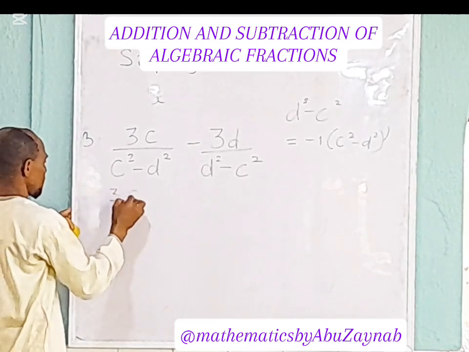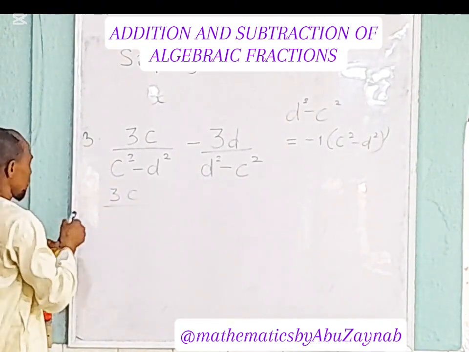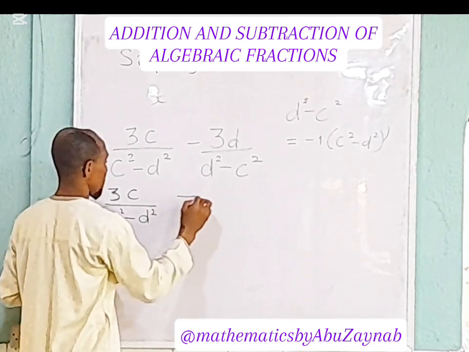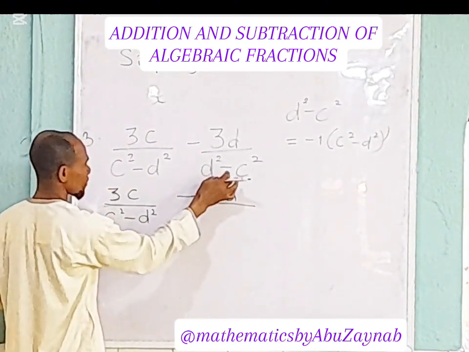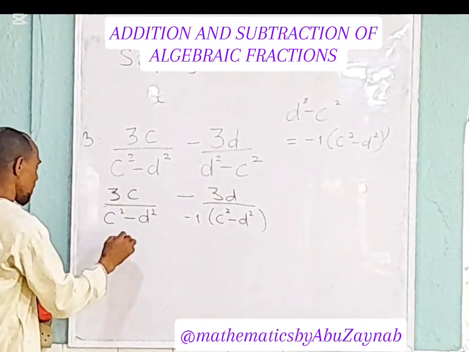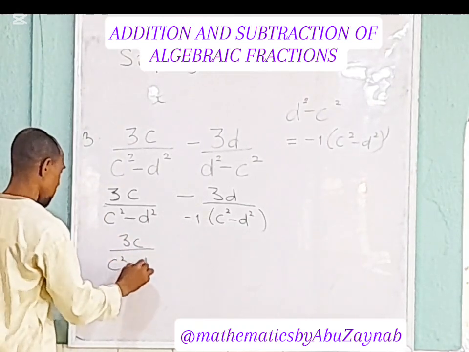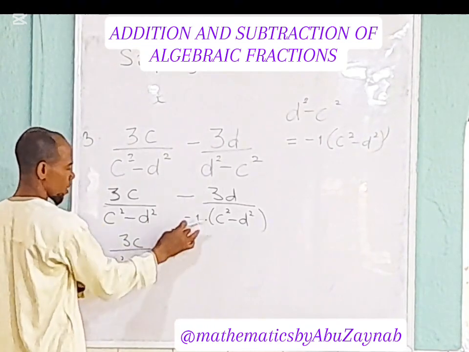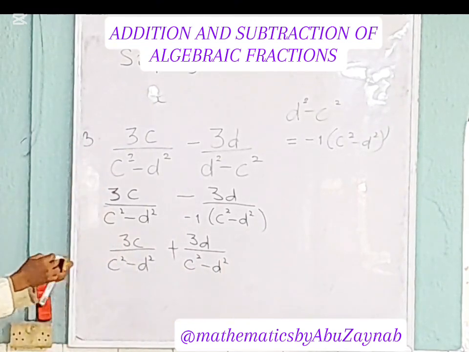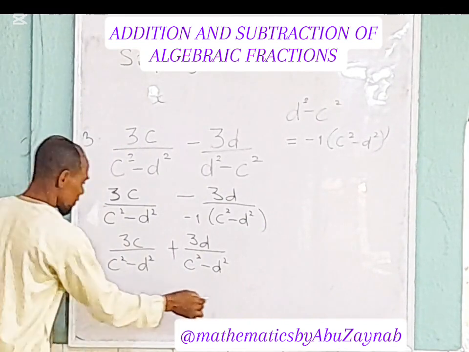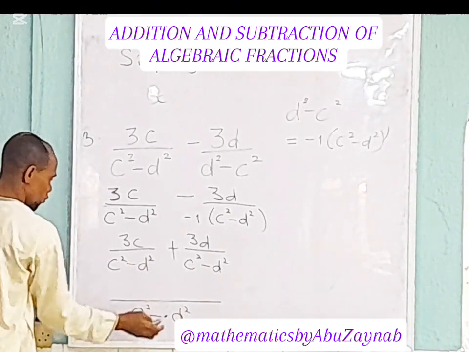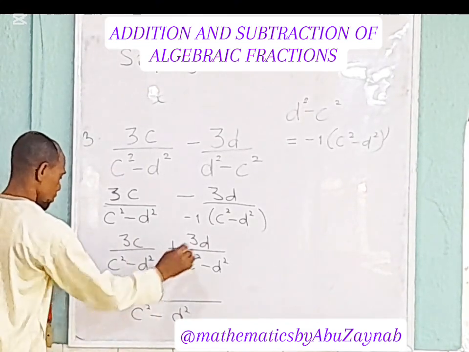So we're going to have 3c over c squared minus d squared, minus 3d over, remember we have written this as what? Minus 1, then c squared minus d squared. That becomes 3c over c squared minus d squared plus, because minus divided by minus is plus, 3d over c squared minus d squared. We can now clearly see that the denominator is one and the same. Hence, we have c squared minus d squared, and we have the same denominator. This is 1 times 3c plus the same thing, 3d.